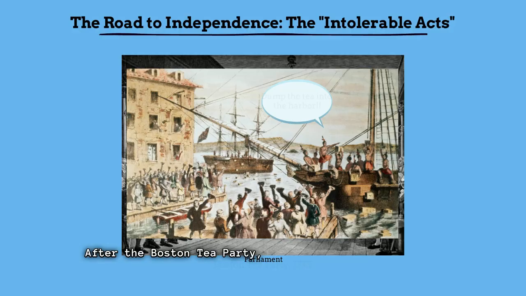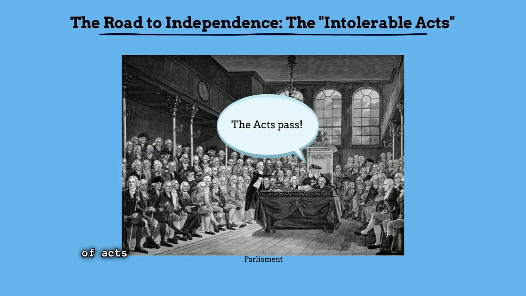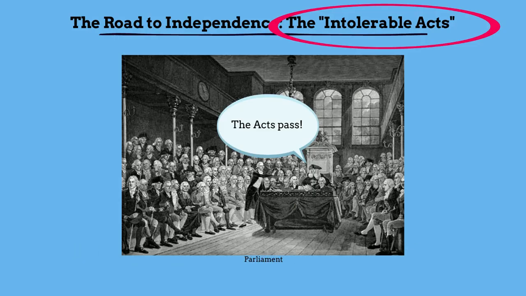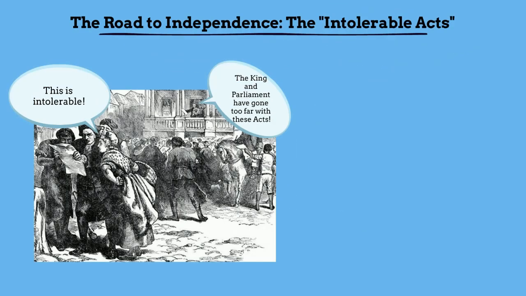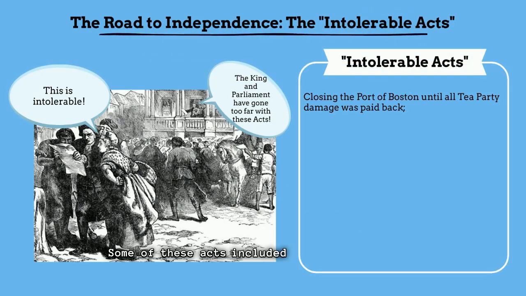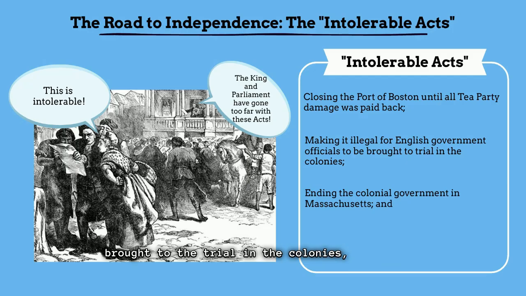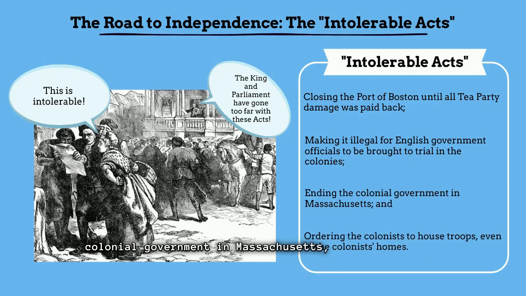After the Boston Tea Party, Parliament passed a series of acts that the colonists called the Intolerable Acts. I bet you can imagine just what was in these. Some of these acts included closing the port of Boston until all Tea Party damage was paid back, making it illegal for English government officials to be brought to trial in the colonies, ending the colonial government in Massachusetts, and ordering the colonists to house troops even in colonist homes.